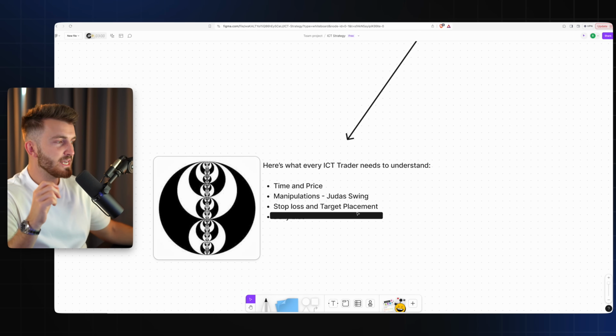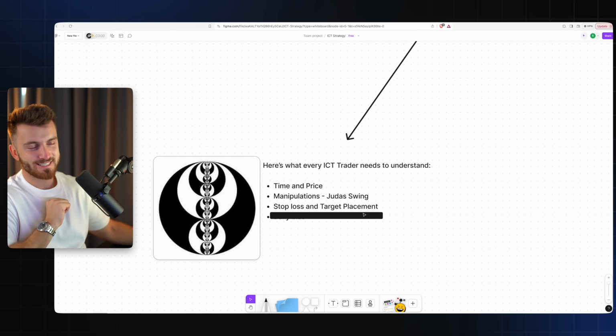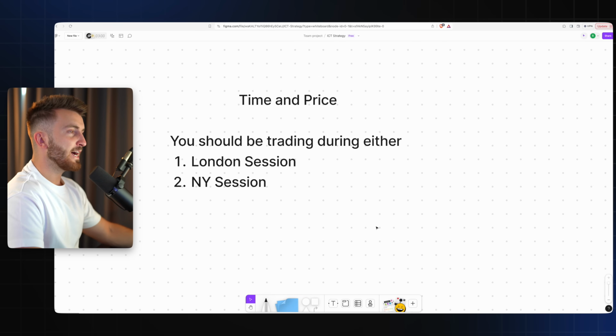And in this video, not only am I going to explain the entry model that you are going to use, but also where you should put your stop loss in a mechanical way and where you should put your target in a mechanical way. And then last but not least, well, we will leave it to last. So let's first talk about time and price.